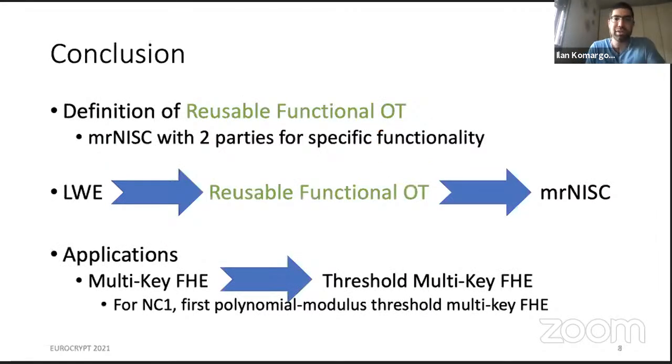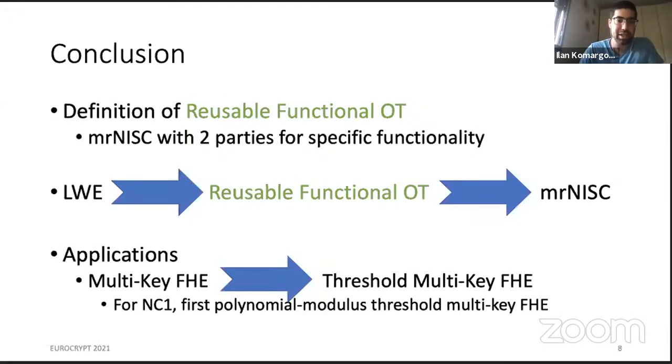Just to conclude, we identify the complete primitive for MRNISK. If you build it from other assumptions, you would get an MRNISK from other assumptions. Perhaps the most interesting open problem is to build it from DDH or even just OT. So this is an open problem.